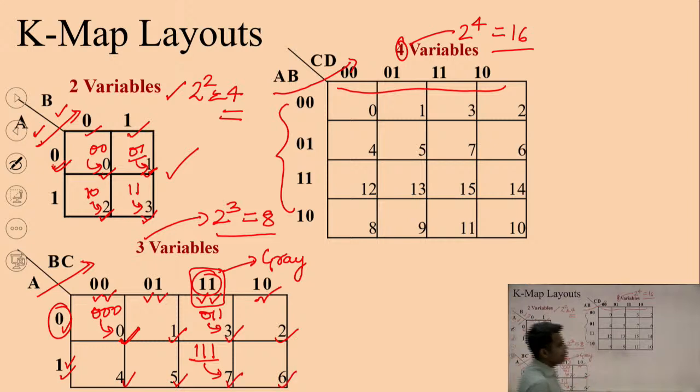So similarly, we can prepare this layout for the 4 variable K map like this: 0, 1, instead of 2, 3, we are writing 3, 2. Then 4, 5, 7, 6. Then instead of writing the next sequence in the third row, I am writing the sequence in the fourth row: 8, 9, 11, 10, 12, 13, 15, 14. So entries of the third and fourth column are also swapped. Entries from the third and fourth row are also swapped. So this is how we can prepare the layout of the K map.